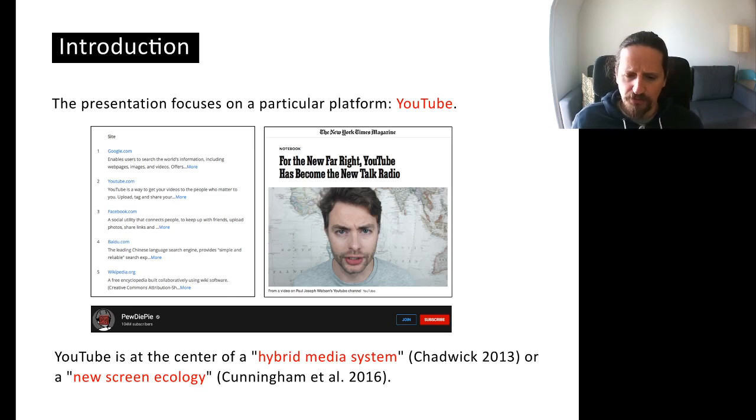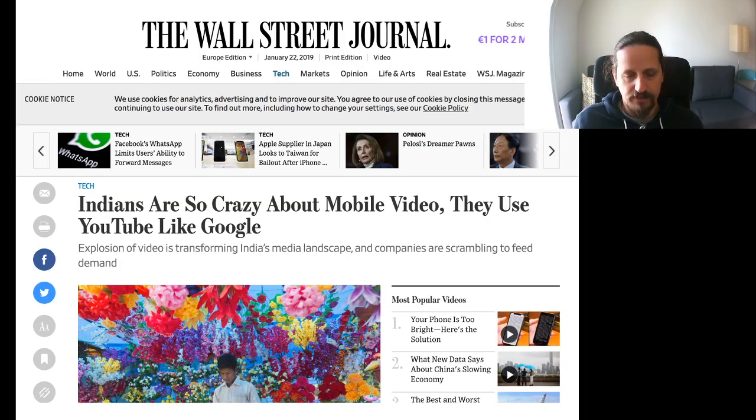So from a more theoretical perspective, I think what one can call all of these changes that YouTube is an important part of is the emergence of what Chadwick calls a hybrid media system, right? So it's not that these new platforms replace everything else, but rather that complex and pretty hard to understand relationships emerge. One could also talk about a new screen ecology with Cunningham and colleagues.